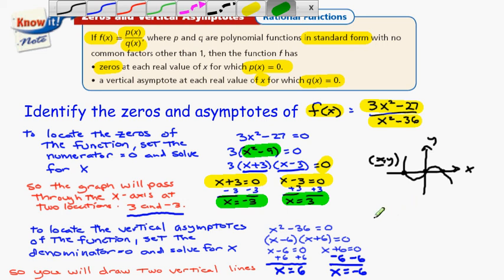So whatever graph we're going to draw is going to cross the x-axis at those two positions.